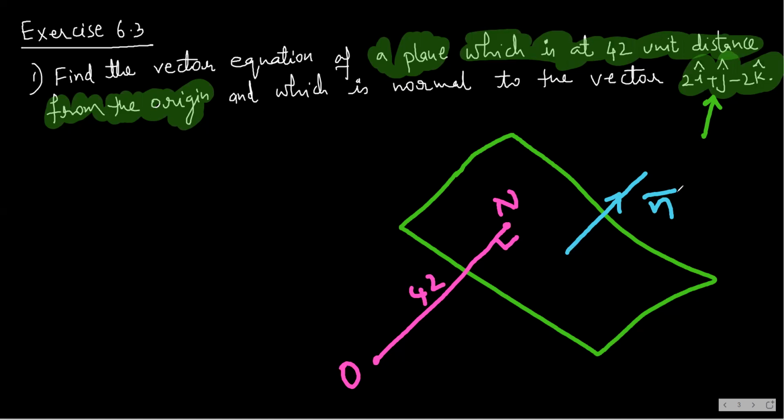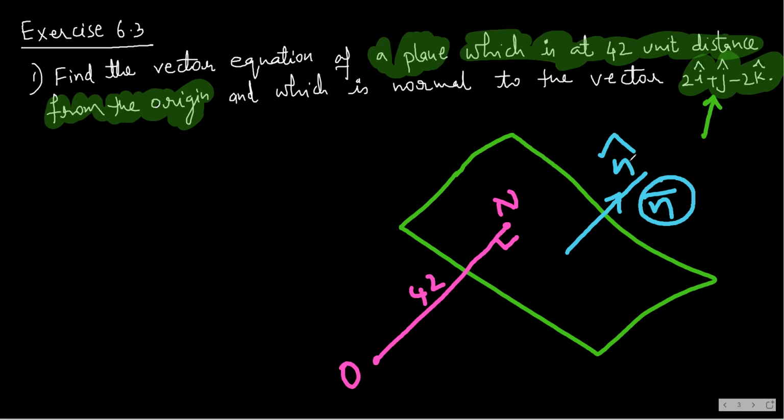But you know, in order to write the equation in normal form, what do we need? We need the unit vector perpendicular to the plane. We need N cap. We don't need N bar. I hope you understand this.